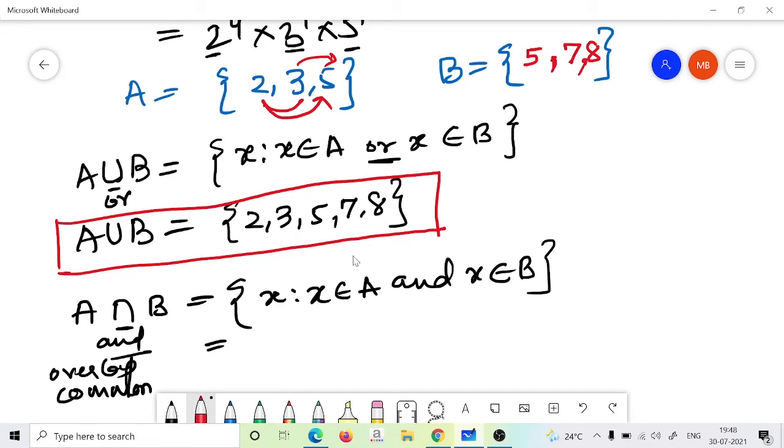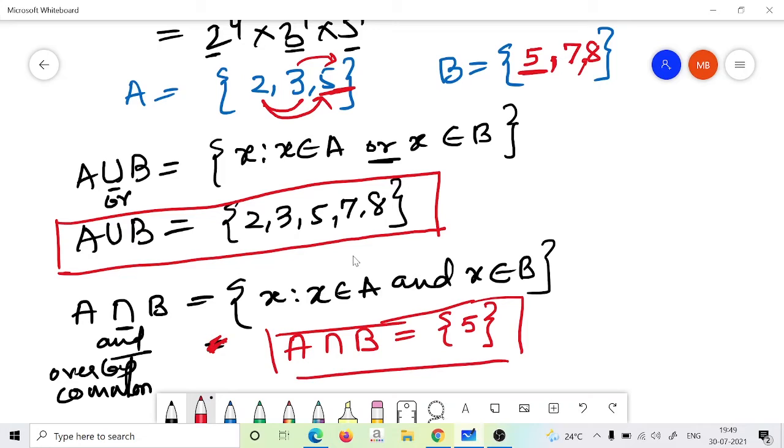So we can clearly see that this 5 is common in both A and B. So our answer is A intersection B is only 5. So this will be A intersection B. This was A union B.